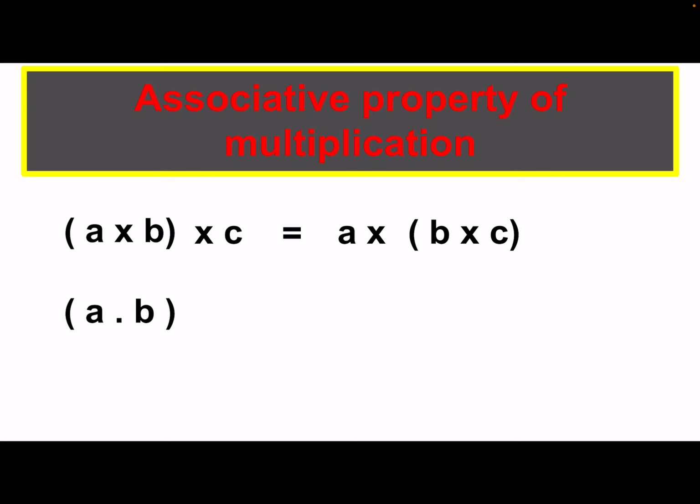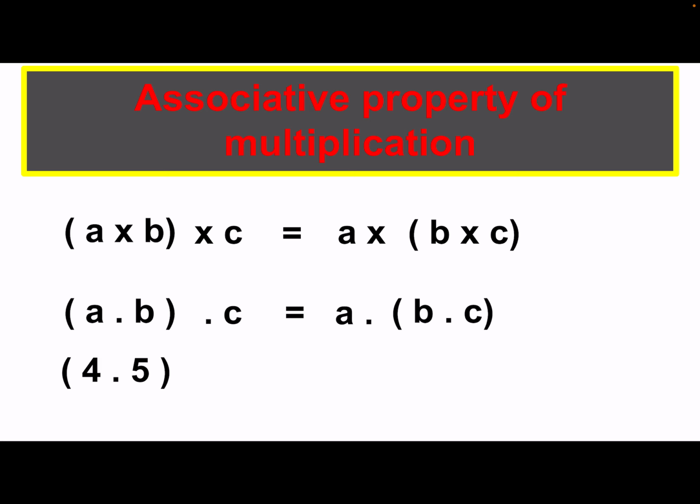We can also write a into b as a dot b. Why? Because sometimes we will be using x also as a variable and then it becomes very confusing for us to find out whether it is x or multiply. So the associative property of multiplication says a times b, if we multiply it with a variable c, then it is equal to if we multiply a with b and c together.